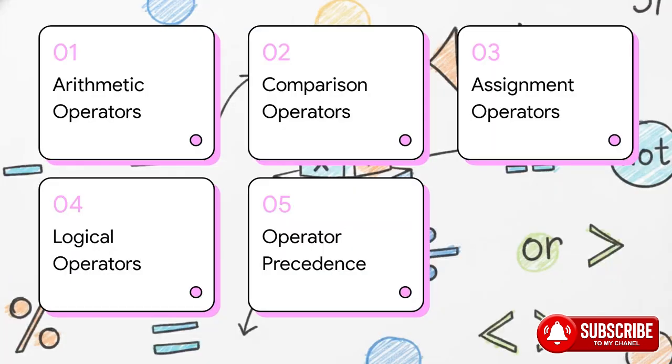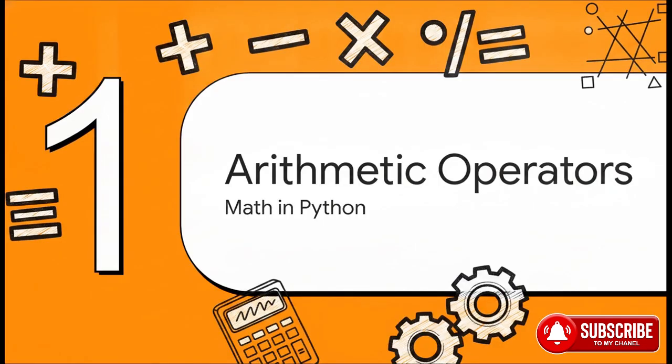All right, so here's our syllabus for today's masterclass. We're going to hit 5 key building blocks: arithmetic operators, comparison operators, assignment operators, logical operators, and finally, we'll wrap the whole thing up with operator precedence. So let's just get right into it with section 1, arithmetic operators.